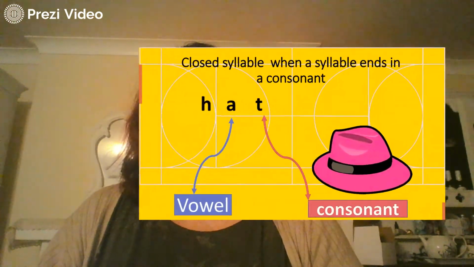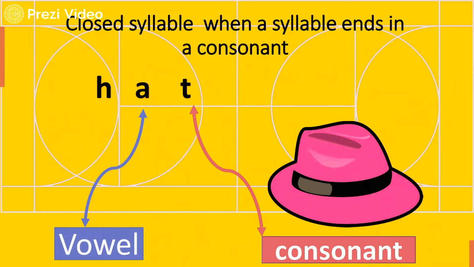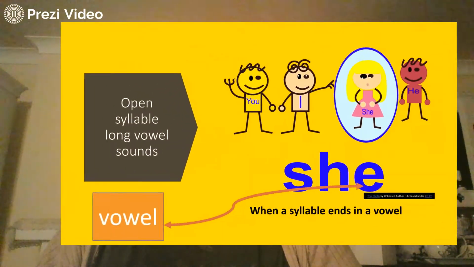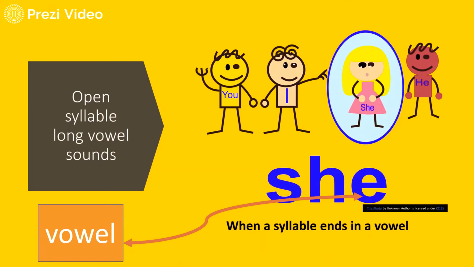So we began in class with closed syllables. Do you remember a closed syllable? It's when your vowel is in the middle of the word and the word ends with a consonant. So here you have hat. But what about if you have the word she? So this is an open syllable because the vowel is at the end and there's no consonant after it. So she, do you hear that long vowel sound?